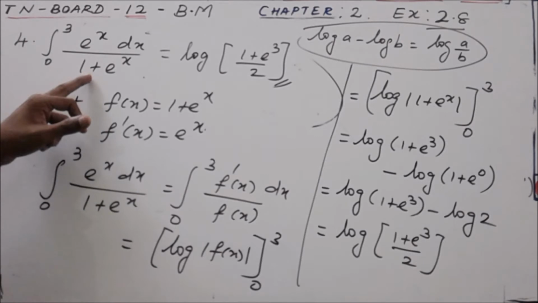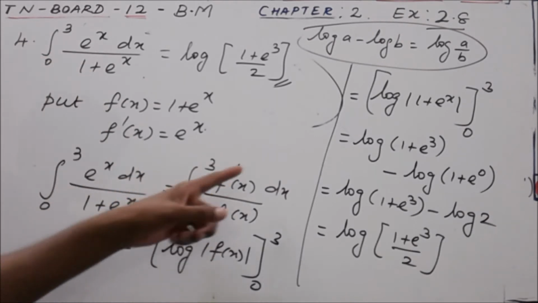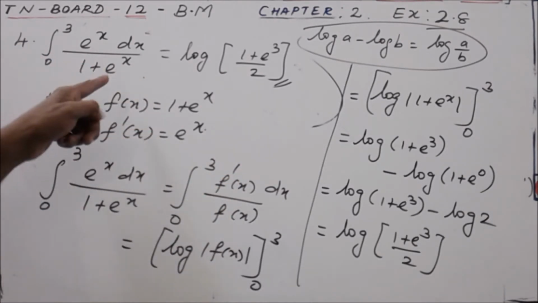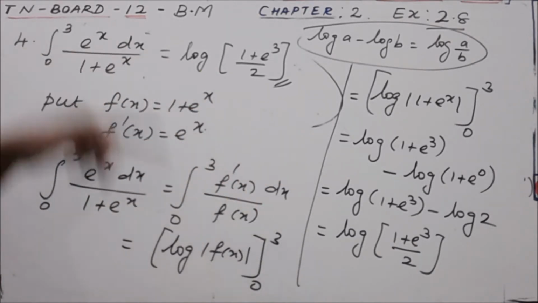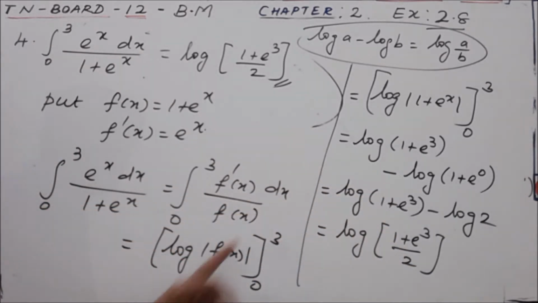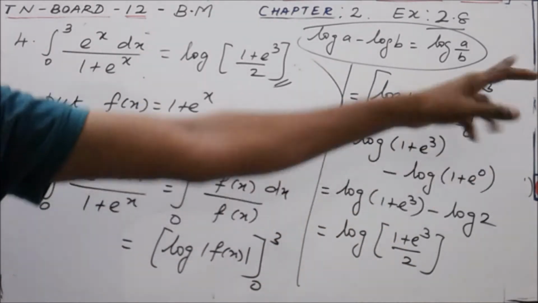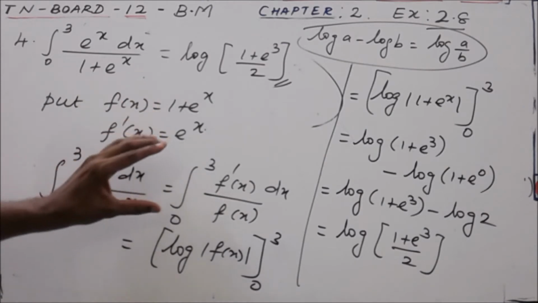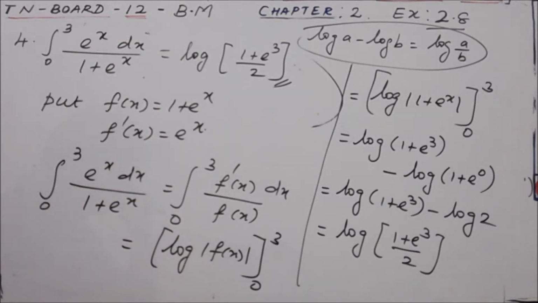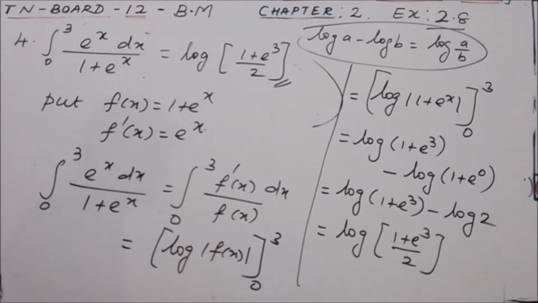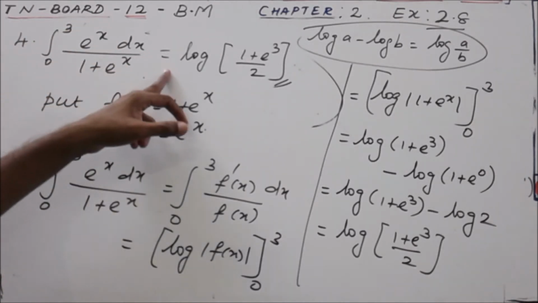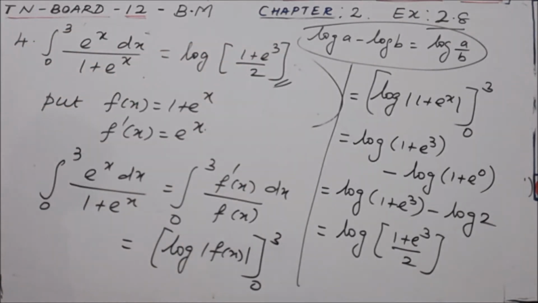Directly you can go, this is in the form of f dash of x by f of x dx. Write the formula here, integral f dash of x by f of x dx is equal to log of modulus of f of x. And then directly you can write this step, log of modulus of 1 plus e power x, 0 to 3. You can avoid these 3 steps like the previous problem, third problem. Then you can substitute upper and lower limit. You can complete the problem at last. So it is 0 to 3 e power x dx by 1 plus e power x is equal to log of 1 plus e power 3 divided by 2.